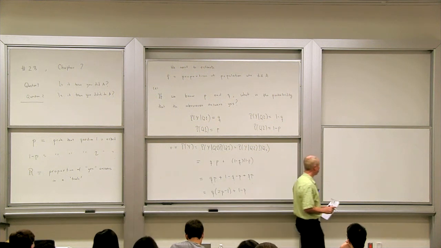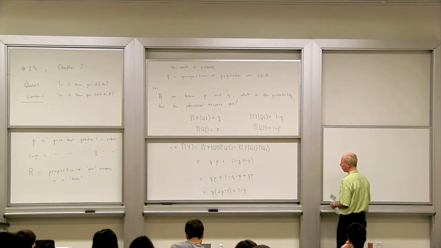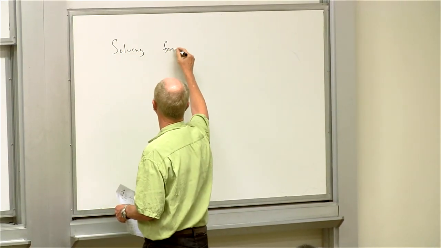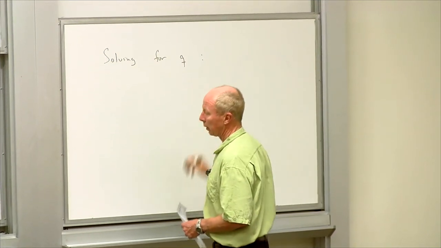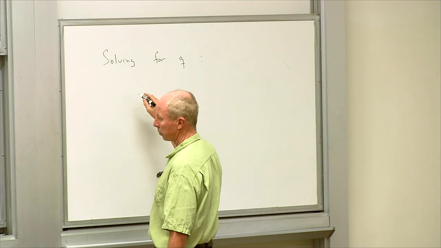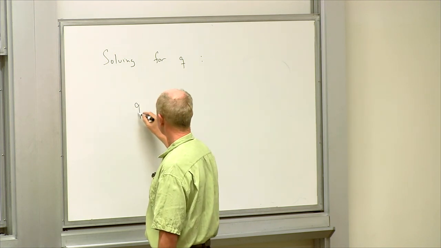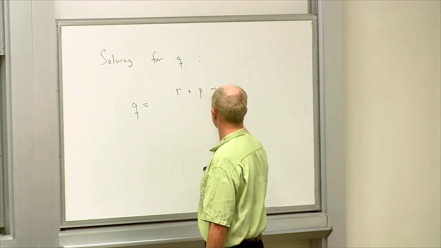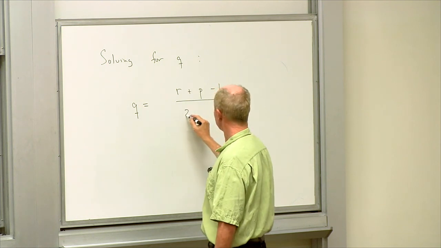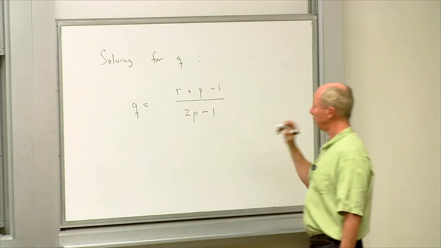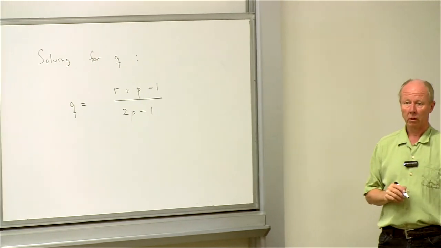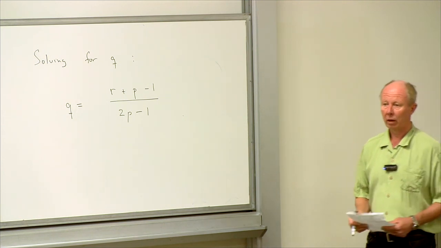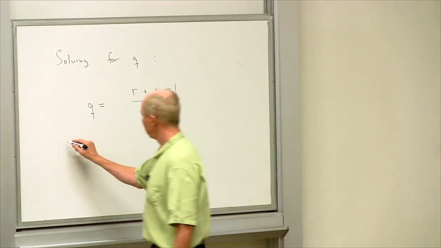So we can solve for Q to get this. I solve for Q because that's the thing we're interested in. And now we want to find an estimate for little q.